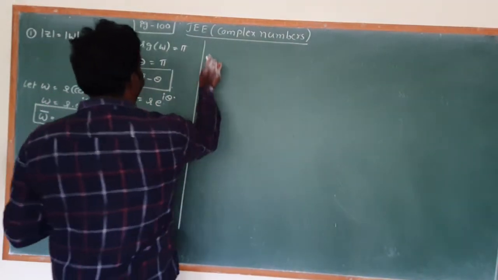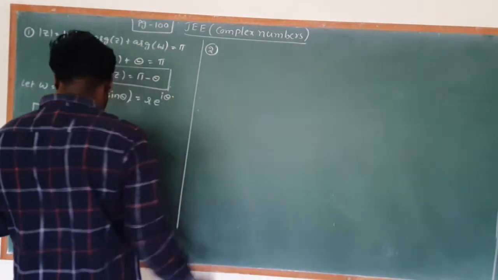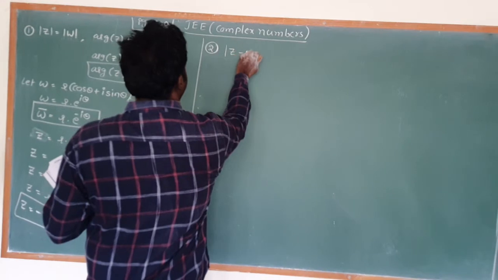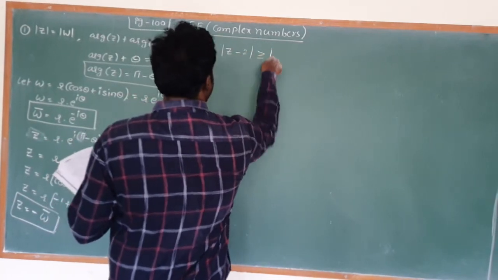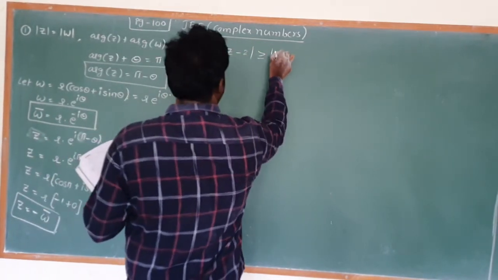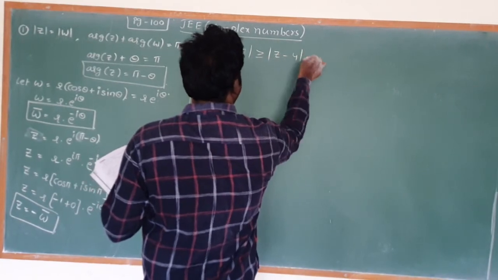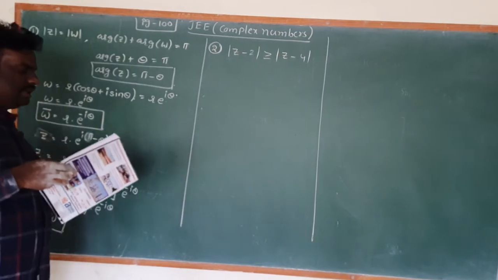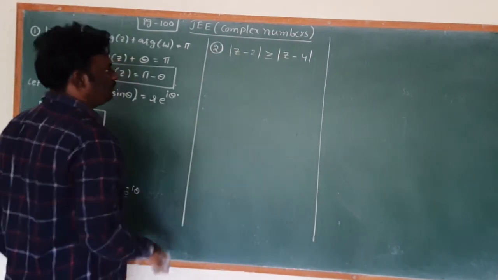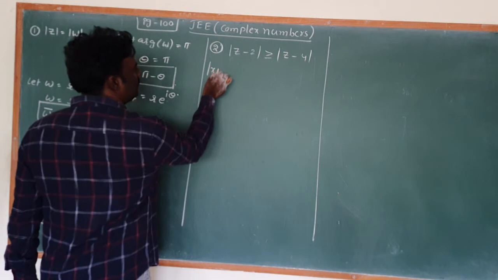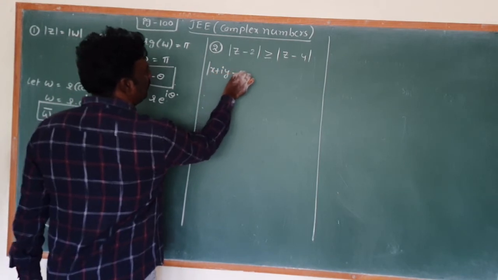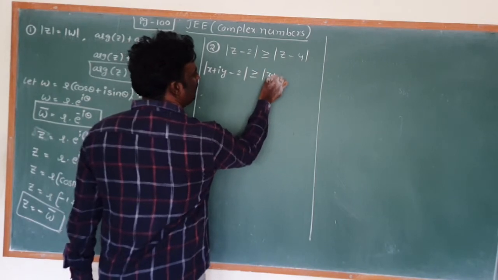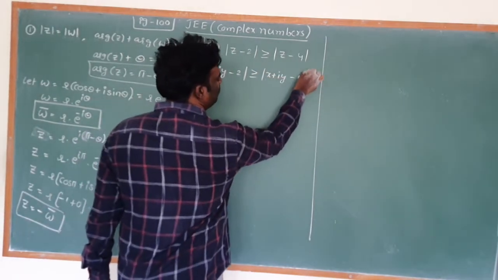Next, second question. Given modulus of z minus 2 is greater than or equal to modulus of z minus 4. Then we need to identify the correct statement. So here in place of z I can write the complex number x plus iy, minus 2, greater than or equal to x plus iy minus 4.